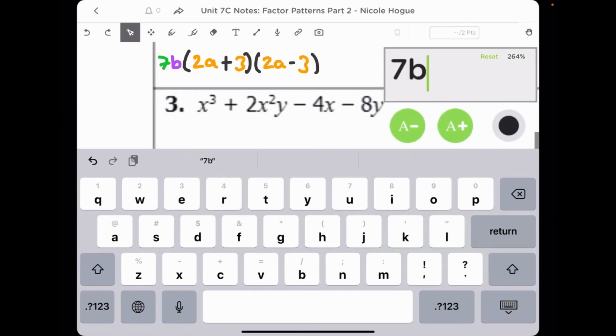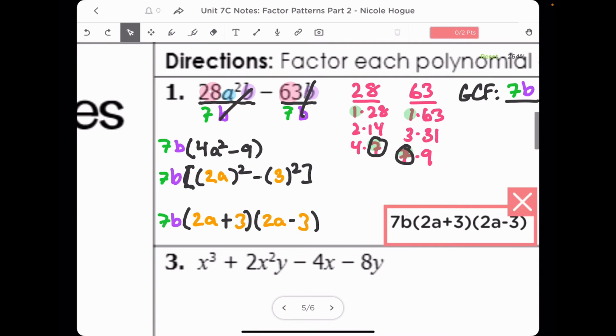7b times 2a plus 3 times 2a minus 3. There we go. And there you go.